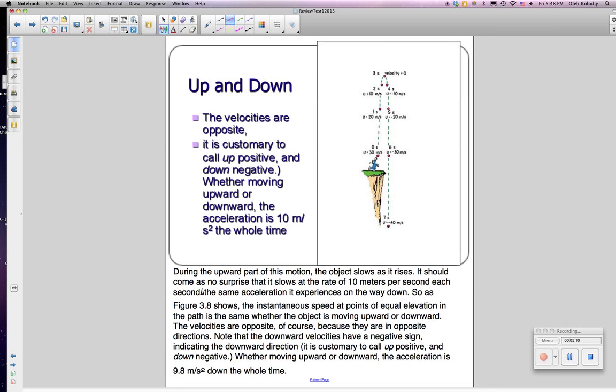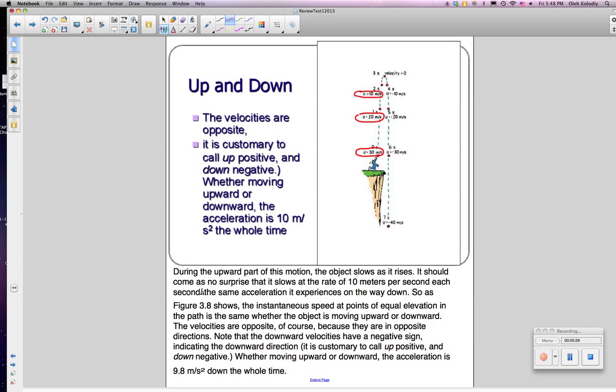If you throw an object up with initial velocity instead of dropping it, well, what that means is that it loses that speed at a rate of 10 every second. So if you throw it up, say, with a speed of 30 meters per second, 1 second later it's going 20 meters per second.